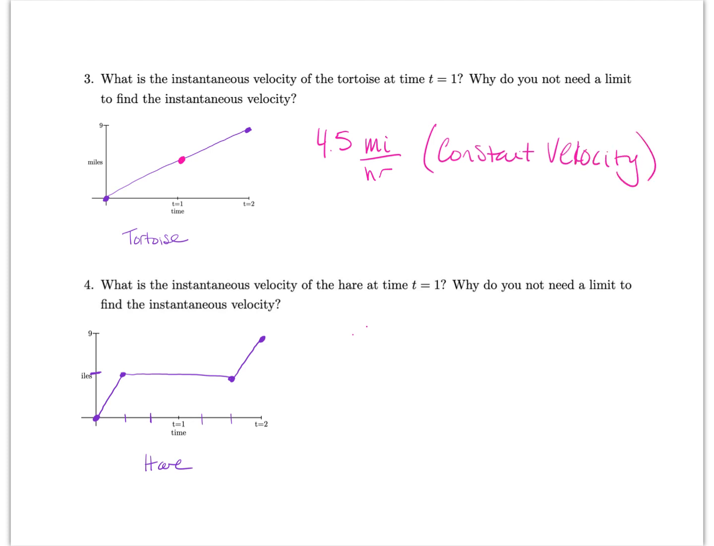And what is the instantaneous velocity of the hare at time t equals 1? Well, at time t equals 1, the hare is not moving. They're just sitting there having tea. So we don't need a limit to calculate that instantaneous velocity because it's 0. The hare is not moving.